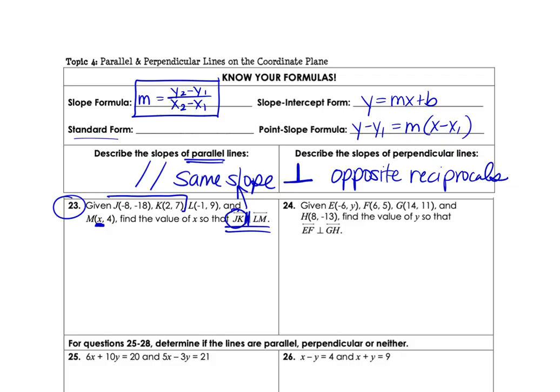JK is this. So we're going to go x1, y1, and x2, y2, and plug that into slope formula. So the slope of JK is going to be y2 minus a negative 18, right? It's always subtraction. So if you're subtracting a negative, it turns into addition. Oh, I really should have taken a calculator home with me, you guys.